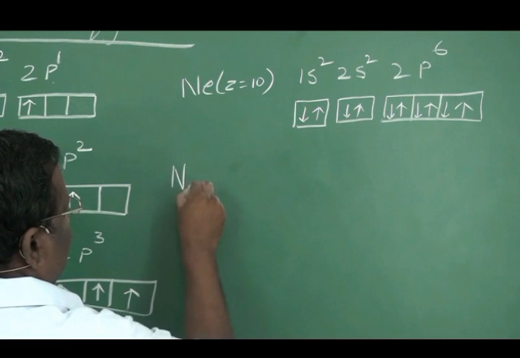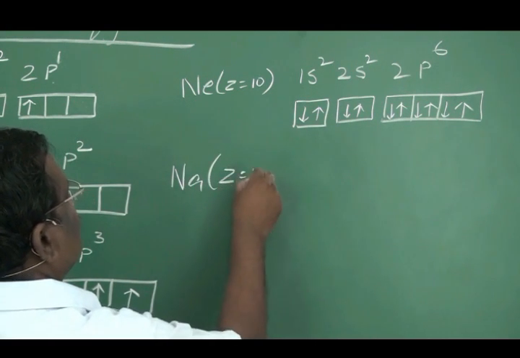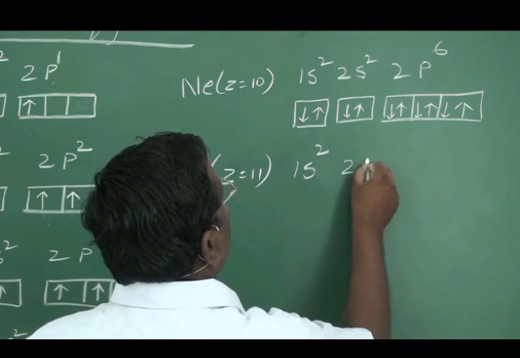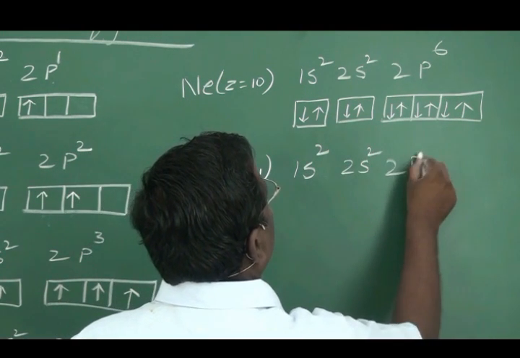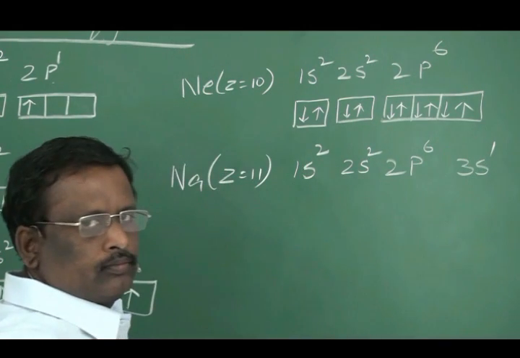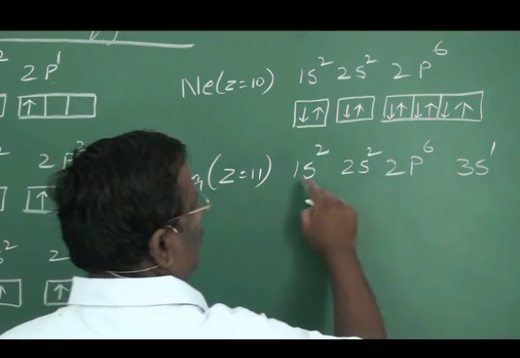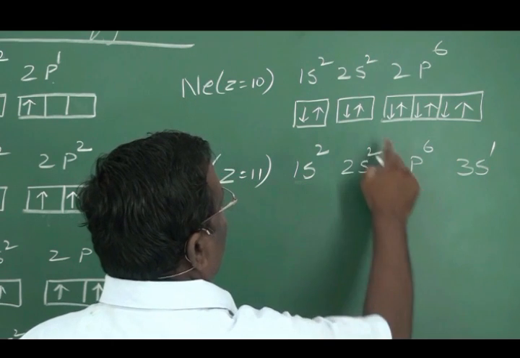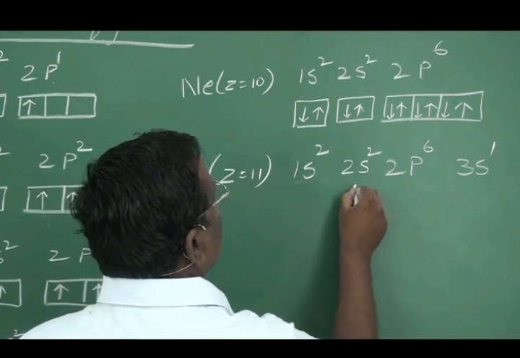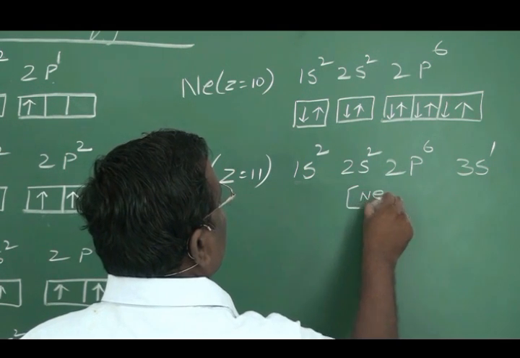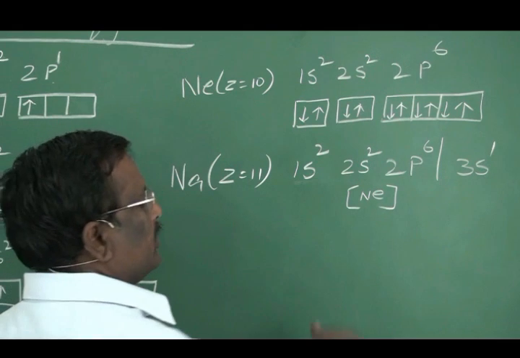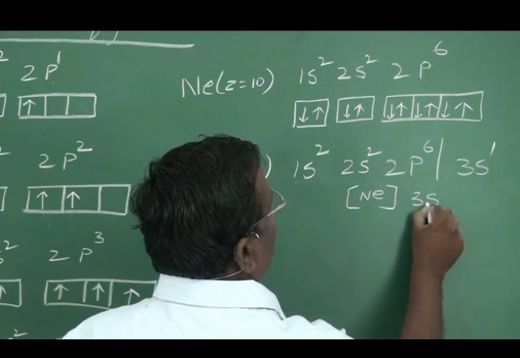Sodium electronic configuration is 1s2, 2s2, 2p6, 3s1. Because up to this the electronic configuration becomes the neon configuration, it can also be represented like this: neon, because up to this it is neon configuration. So it can be represented like this also, neon 3s1.